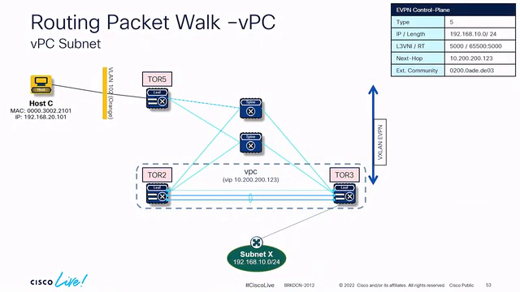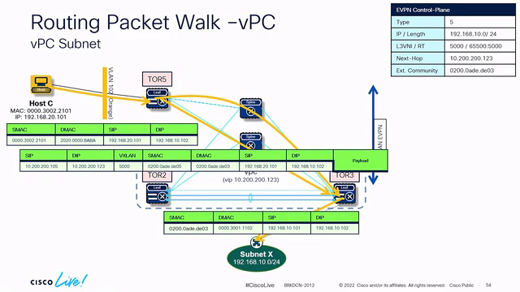Let's say that our host C is sending traffic to our subnet X. This is a router attached with 192.168.10.0/24, so we have a whole subnet there. When host C sends the traffic, if it goes to Tor3, which is advertised over here with the router MAC address of this router, it will send it down to the subnet. So we are good. Our subnet has received this packet.